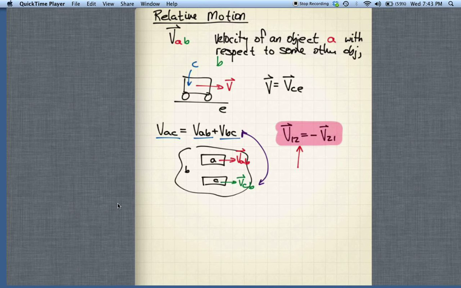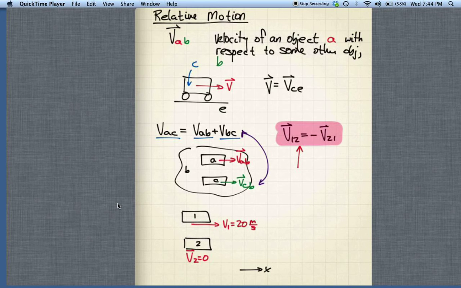Let's say you have two cars down here. You have car 1 and you have car 2. Now let's say car 2 is standing still, so v2 equals 0. Also, we'll add a coordinate system here. We'll say that this direction is positive x. So if v2 is 0, we'll say that v1 is, I don't know, let's say 20 meters per second.